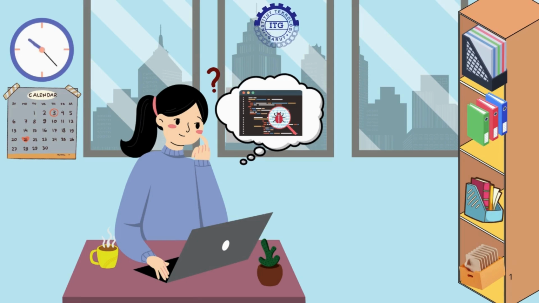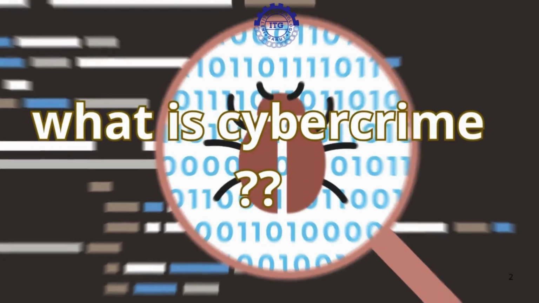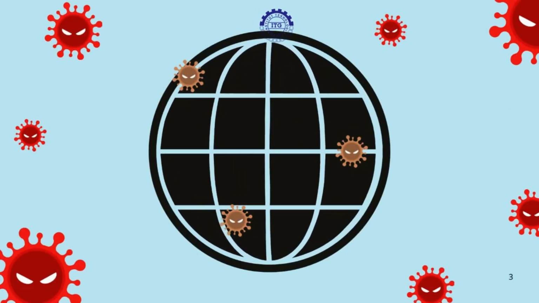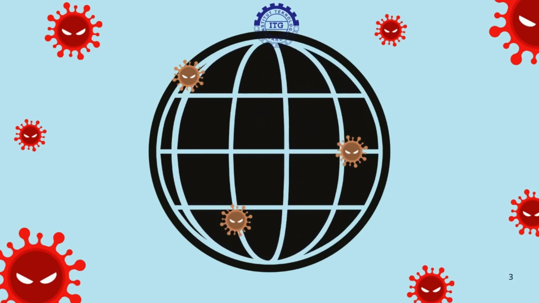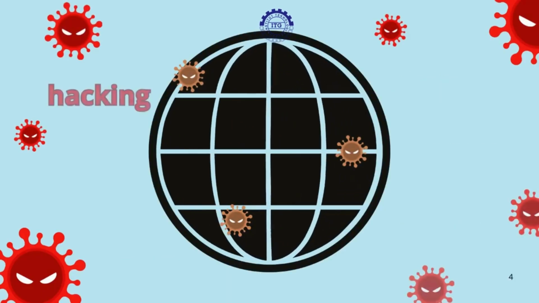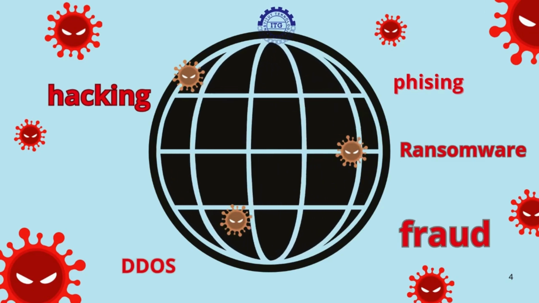Simply put, cybercrime is an illegal activity involving a computer, digital system, or the internet. It ranges from stealing personal data to shutting down entire institutions. Now, let's explore the most common and dangerous types together.